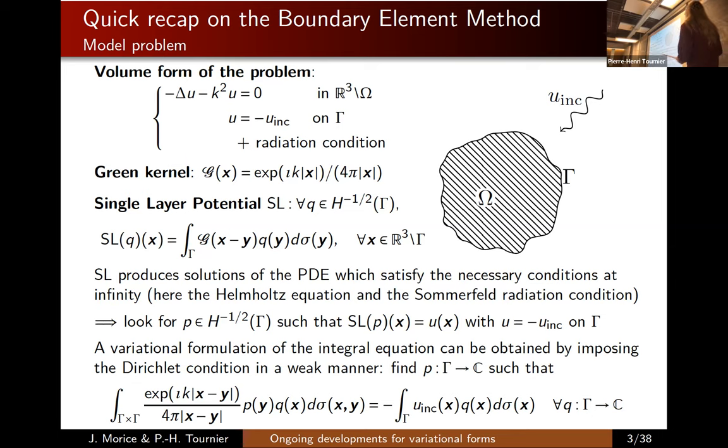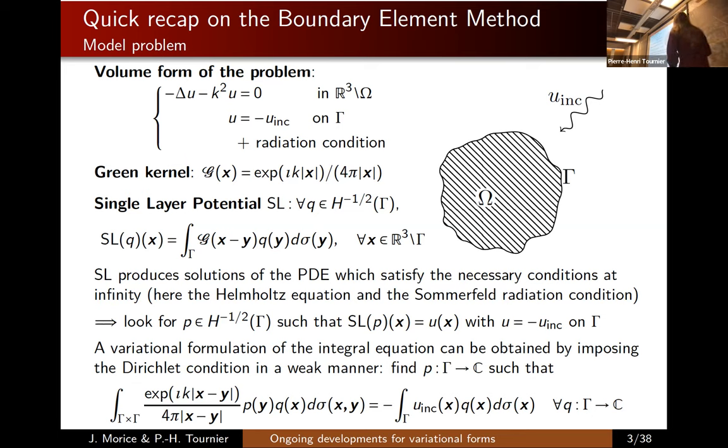So now the idea is to find the correct q. Now I know that for any q, this produces a solution of my Helmholtz equation that I know satisfies the Sommerfeld condition. Now I need to find the q that satisfies my Dirichlet boundary condition on gamma. This is written here. So I look for p such that the single layer potential applied to p equals u, my solution at any point, in particular with the Dirichlet condition u equals minus u inc on gamma.